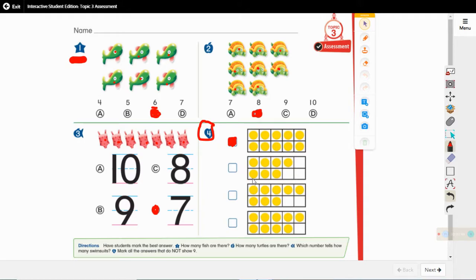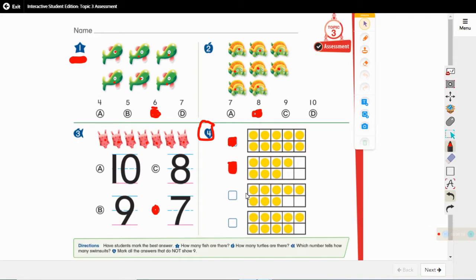Let's count the yellow dots in this one. 1, 2, 3, 4, 5, 6, 7. How many dots were there? There were 7. So does that show the number 9 or does it show a different number? It shows 7 instead of 9. So since it does not show 9, you're going to color in this square.